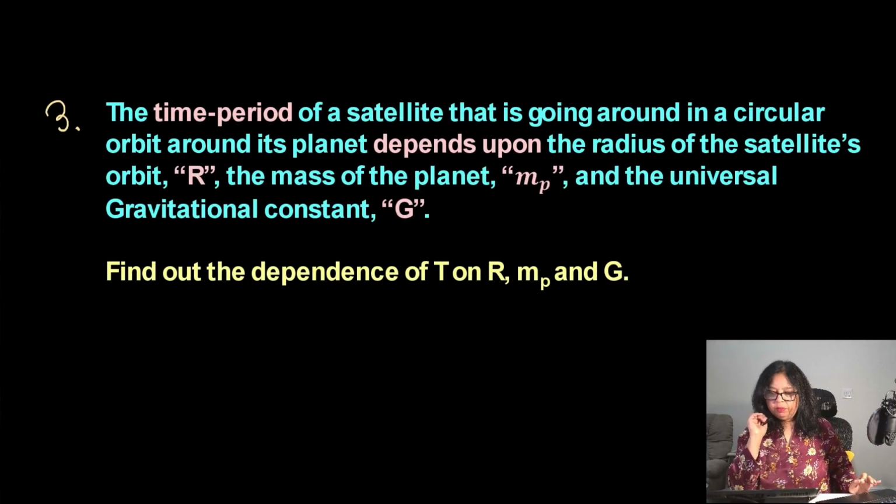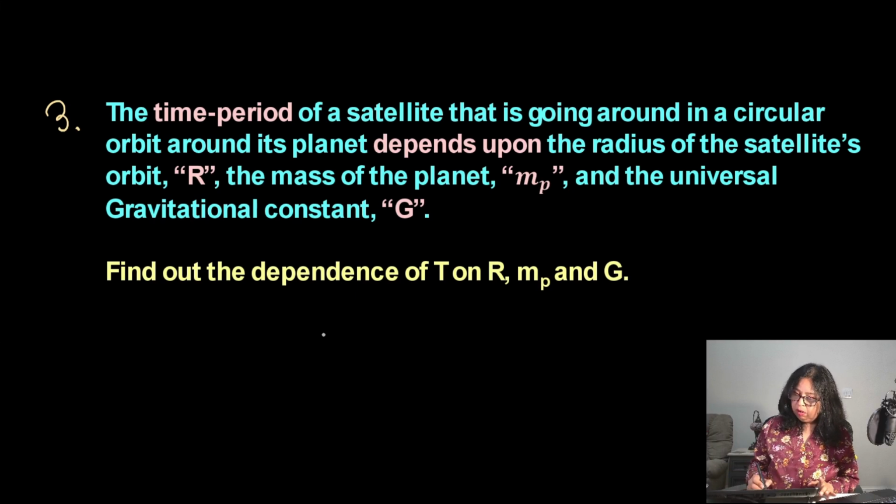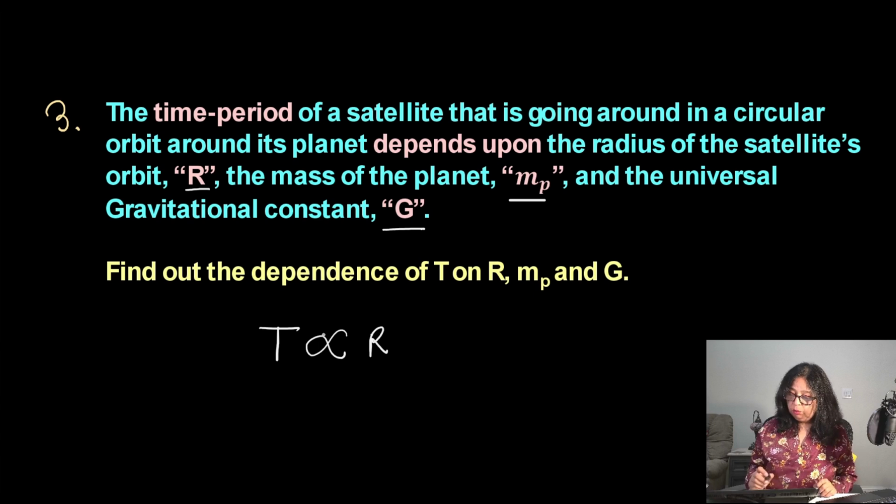So, in this problem, we're told that the time period of a satellite that is going around in a circular orbit around its planet depends on the radius of the satellite's orbit r, the mass of the planet mp, and the universal gravitational constant G. So T depends on the time period of the satellite, on the radius r, this is the radius of the orbit, mp, mass of the planet, and uppercase G, the universal gravitational constant.